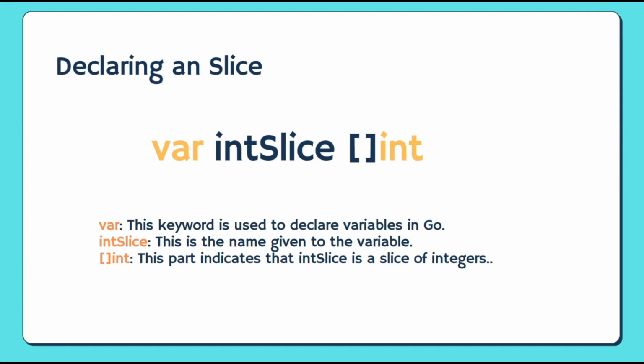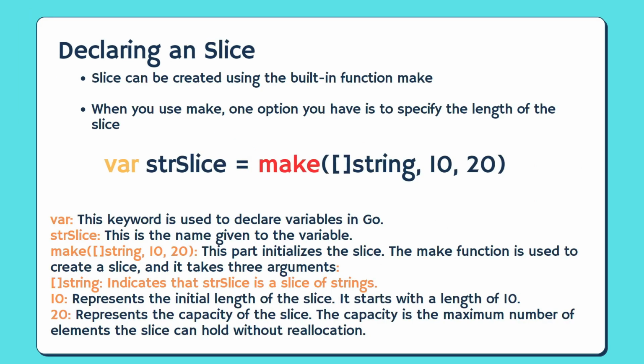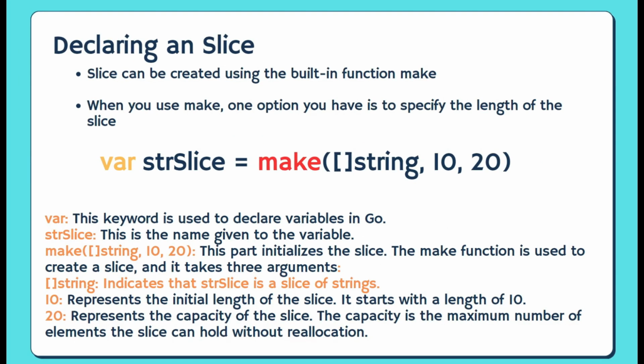Var is the keyword used in Go for variable declaration. Slice is the name of the variable, and []int indicates that it's a slice of integers. Int specifies the type of the elements, indicating that it's a slice containing elements of the integer data type. A slice can be created using the built-in function make. When you use make, one option you have is to specify the length of the slice.